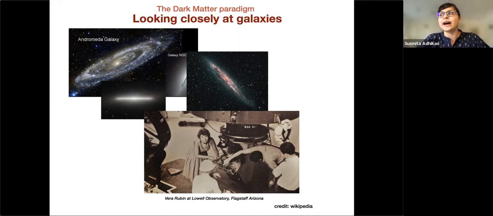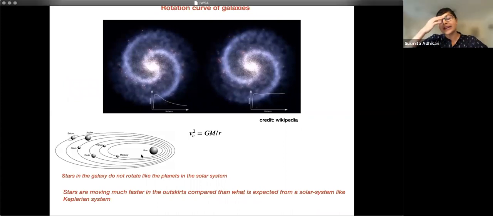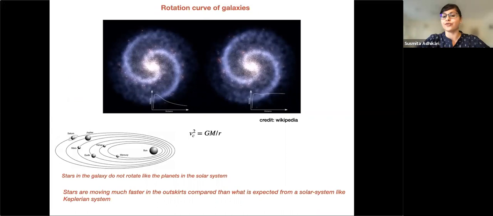Now, this is something that we, over the last century or so, have come to understand and infer, starting from our investigation of the sky. In fact, looking closely at galaxies around the 1970s, in pioneering work by Vera Rubin at the Lowell Observatory at Flagstaff, Arizona, was the first time that we inferred that we don't really quite understand where most of the mass in the universe lies. So she was looking in the 1970s at the rotation curves of the Andromeda Galaxy, which is our nearest neighbor.